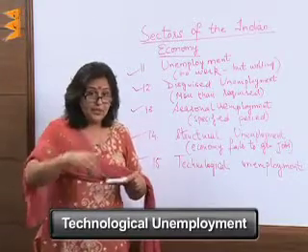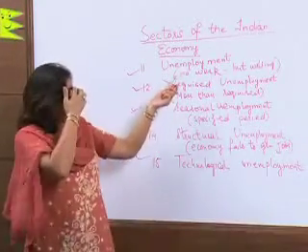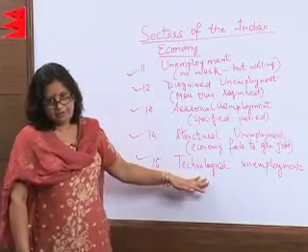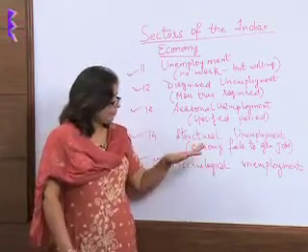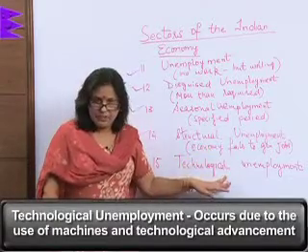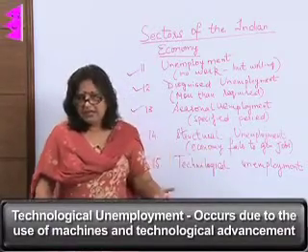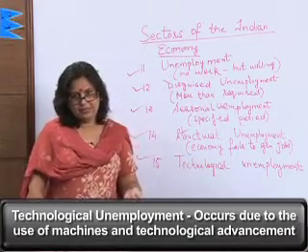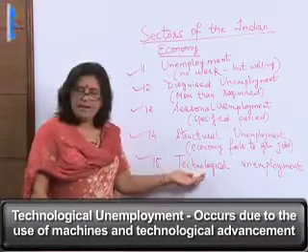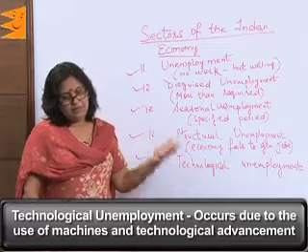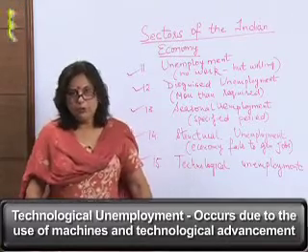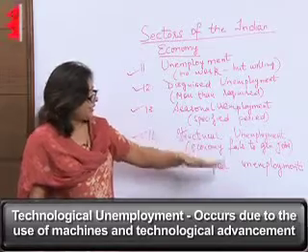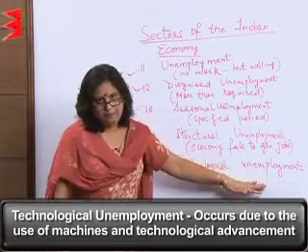Next is technological unemployment. Well, this is the new segment which has come in unemployment. It is due to the use of machines and computers that people are actually losing their jobs. Wherein 10 people were required earlier, the requirement has come down to 2. So, technological advancement is giving rise to unemployment.